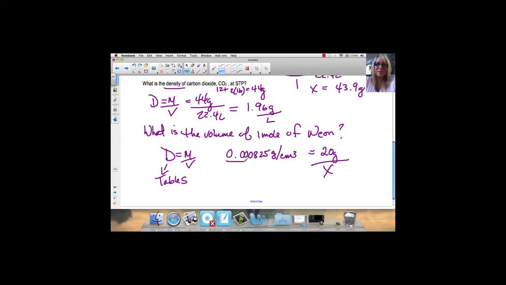You don't know that. So you can put a 1 here, and so you've got 0.000825x equal to 20, and then divide both sides by that. You're going to get a very large number here. 825, these cancel. And in this case, x equals 24,242, and grams cancel, so cm cubed.